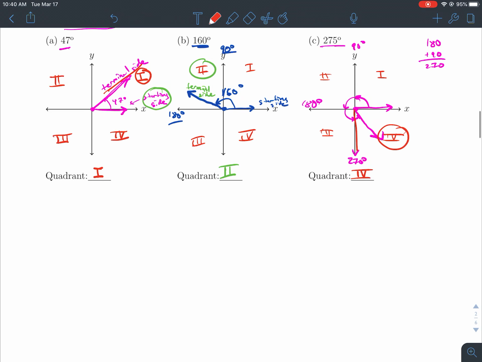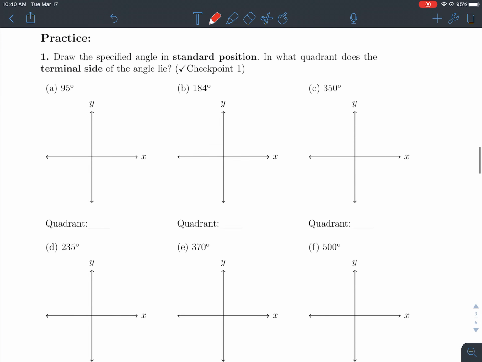All right, so next up, you guys are going to get some practice drawing angles. So please take a look at the next page and see if you can figure them out.